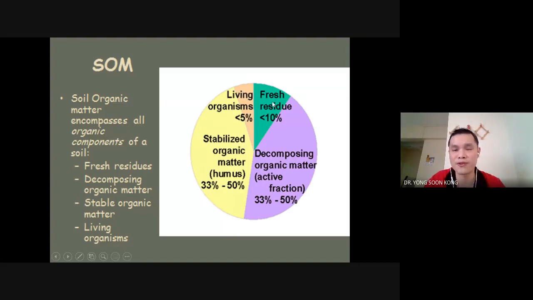Once they die, they become fresh residue. Then immediately they are subjected to decomposition by bacteria, fungi, and so on. So they become decomposing matter, and finally, when they reach the end stage of decomposition, where the rate slows down, we call it stabilized organic matter, or in other words, humus. The fractions, I don't think, are that important. These fractions are just a guideline because they are subject to the conditions of the soil and also the climate. But you see the difference: the majority of them are stabilized organic matter or the decomposing one.